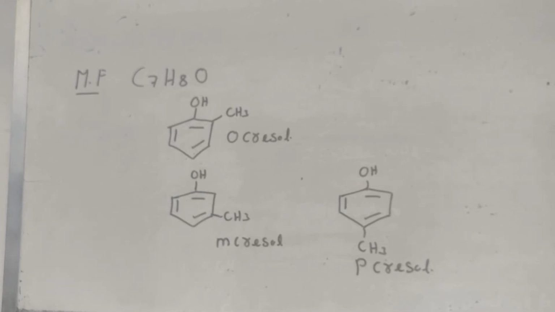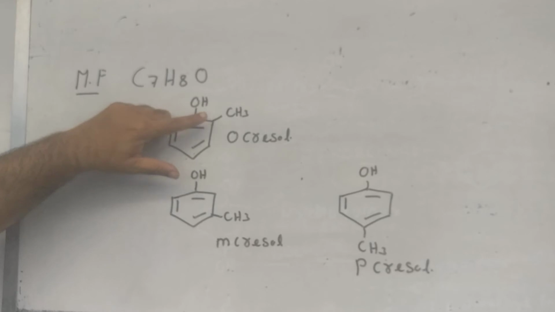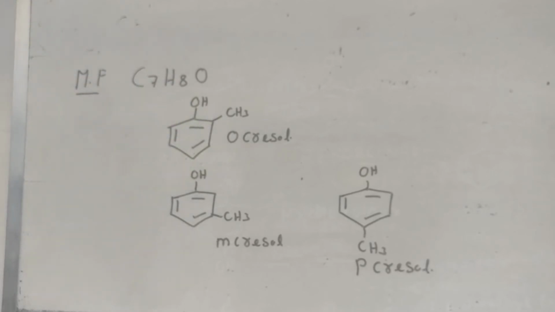What will be the IUPAC name? Can you try yourself? The first one, orthocresol. What will be the name? The numbering will start from the OH group, 1, 2, so 2-methylphenol. Next one, metacresol. What will be the IUPAC name? It will be 3-methylphenol. Next one, it will be 4-methylphenol.